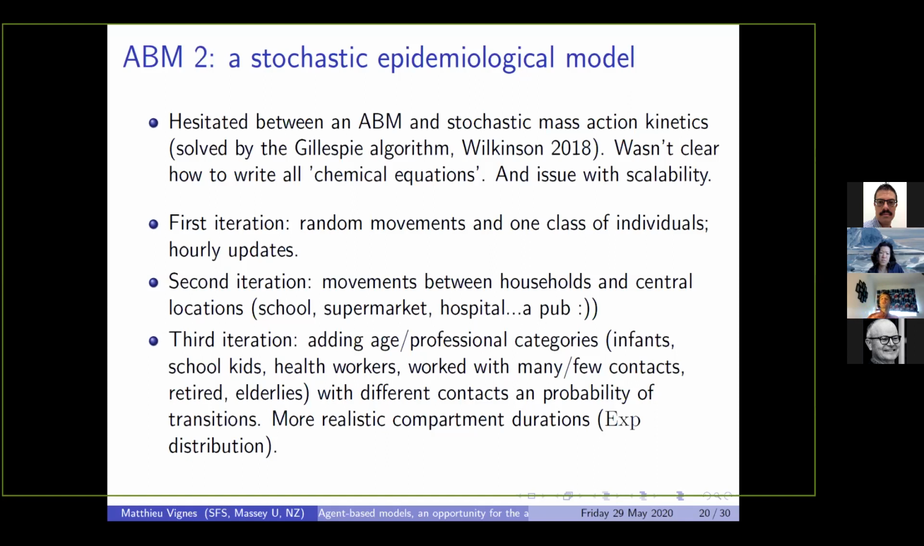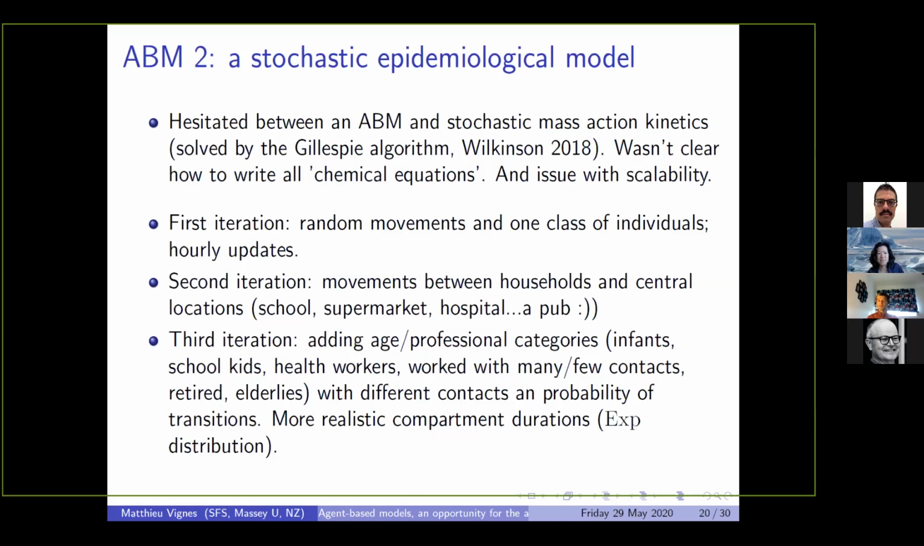So I had 3 iterations of the COVID modeling I presented. Same compartments, but in the first model, and that's the only model I'm going to show you simulations on, I had random movements and one class of individuals. That means that everyone moves the same way and has the same contact with everyone. In the second iteration, I replaced the random movements and I had households and social locations. So I had a school, a supermarket, a hospital, and a pub I couldn't resist.